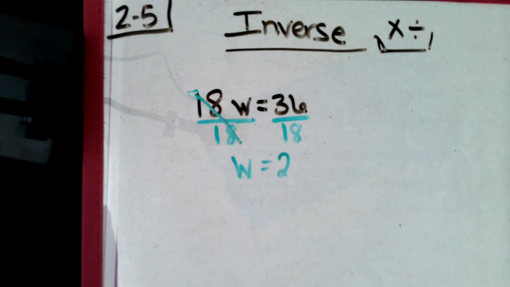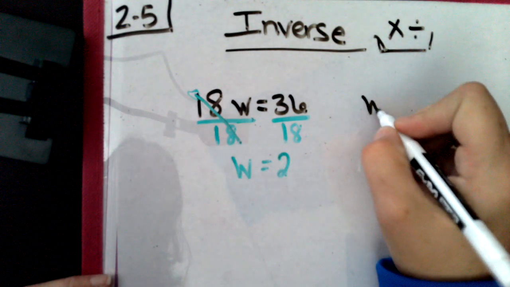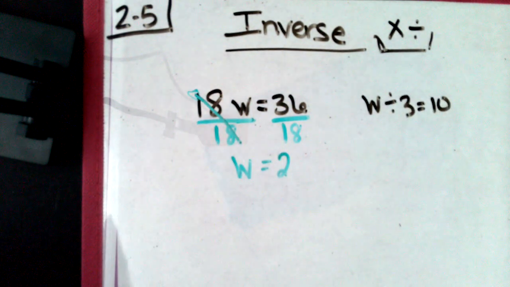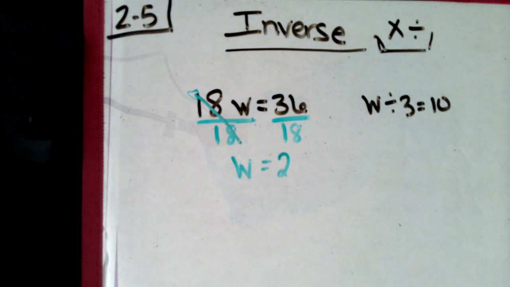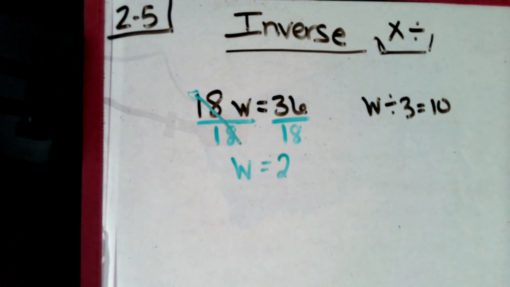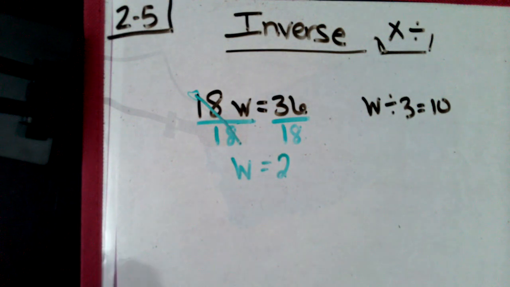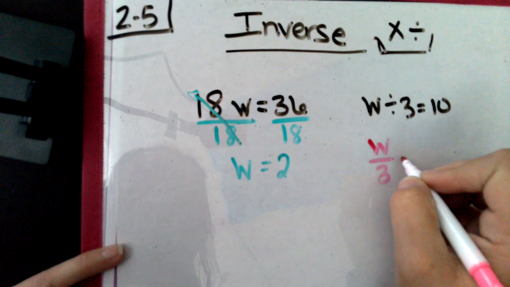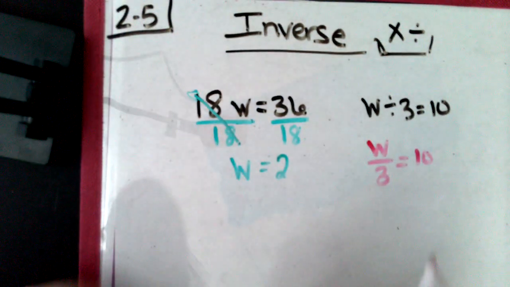If I am doing W divided by 3 equals 10. In this scenario, it's a little bit different. As a sixth grader, I have been teaching you that division is the same thing as a fraction. So I am going to write it as a fraction. W divided by 3 equals 10.